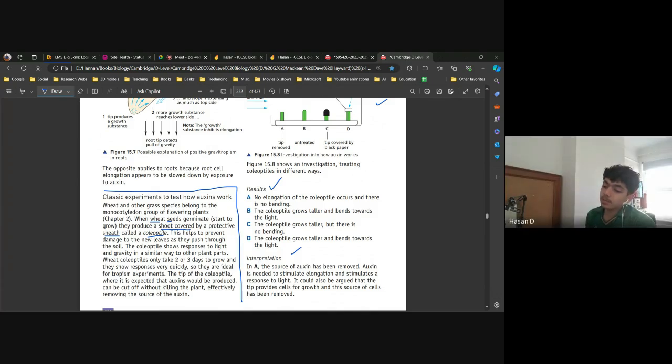Wheat and other grass species belong to the monocotyledon group of flowering plants. When wheat seeds germinate, start to grow, they produce a shoot covered by a protective sheath called the coleoptile. This helps prevent damage to the new leaves as they push through soil. The coleoptile shows responses to light and gravity in a similar way to other plant forms. Wheat coleoptiles only take 2 or 3 days to grow and they show responses very quickly, so they are ideal for focusing experiments. The tip of the coleoptile, where it is expected that auxins would be produced, can be cut off without killing the plant, effectively removing the source of the auxin.